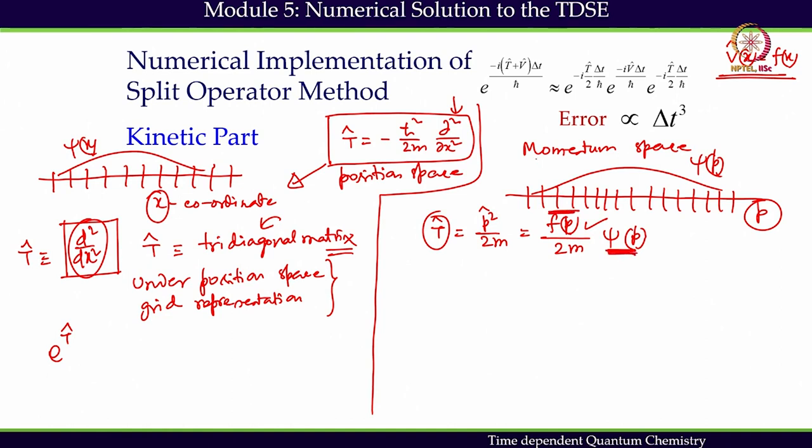So here also, if I have this kinetic energy operator represented in the momentum space, then multiplication of these two functions is nothing but the element-wise multiplication of each point on the grid. But now the grid is a momentum grid, it is not a position grid anymore.